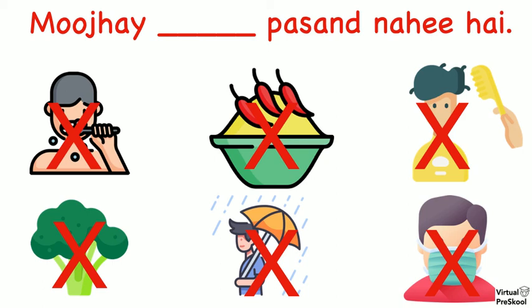Okay? Next one. Rain. I don't like the rain. Try it. Mujhe rain pasand nahi hai. Or you can say the Hindi word for rain, which is barish. Mujhe barish pasand nahi hai.